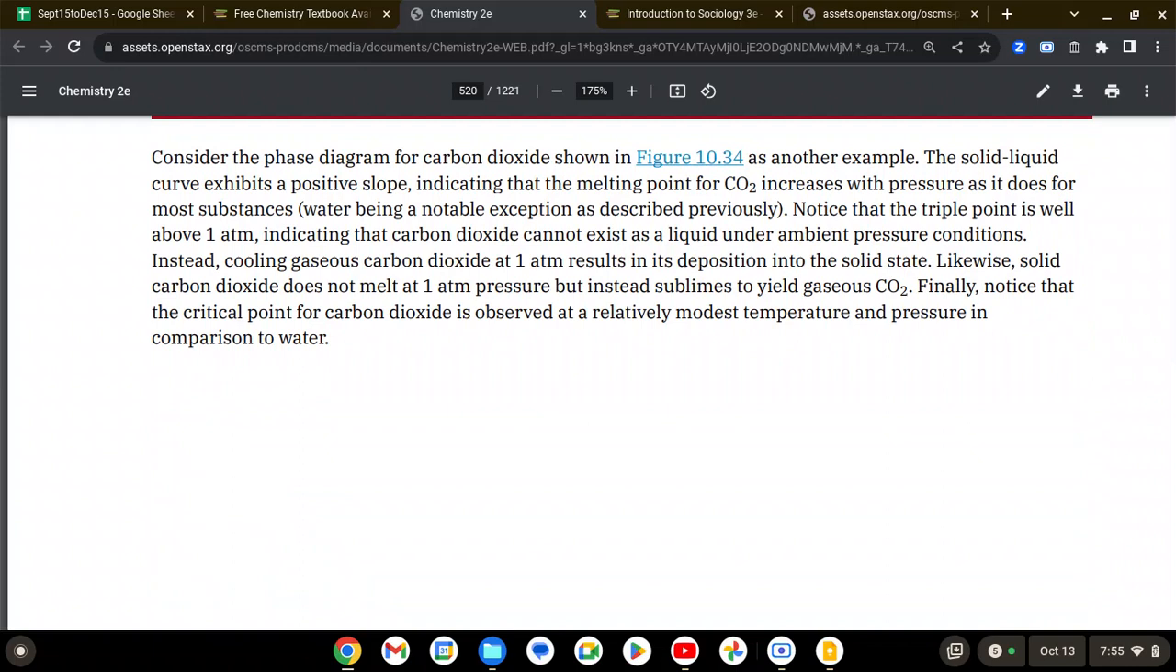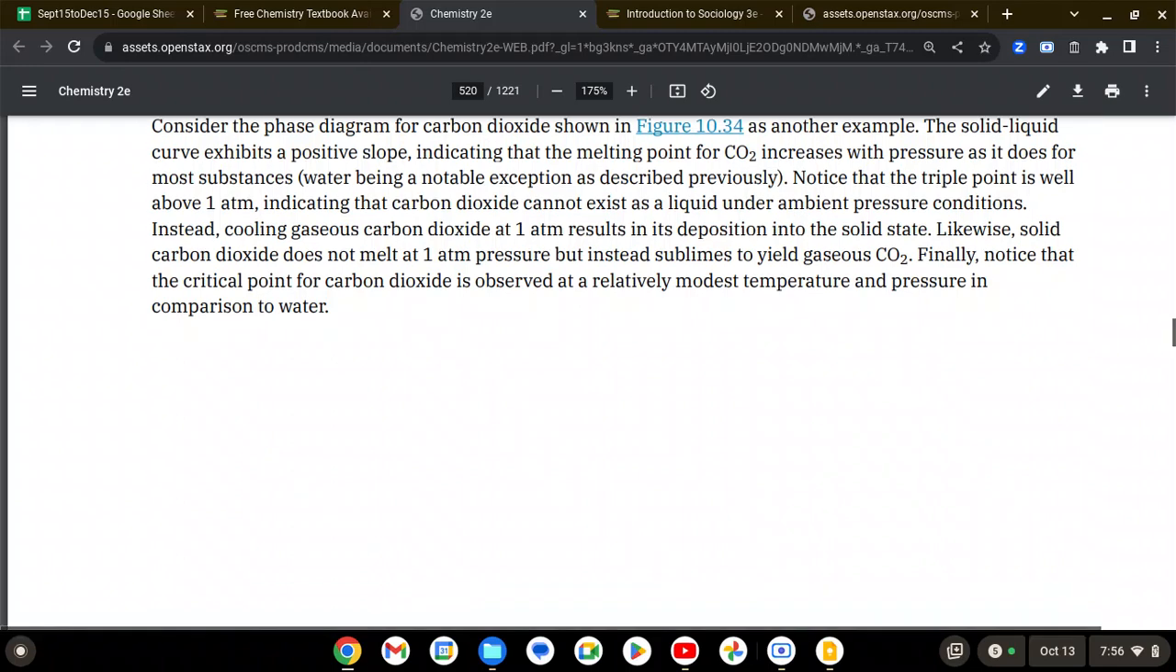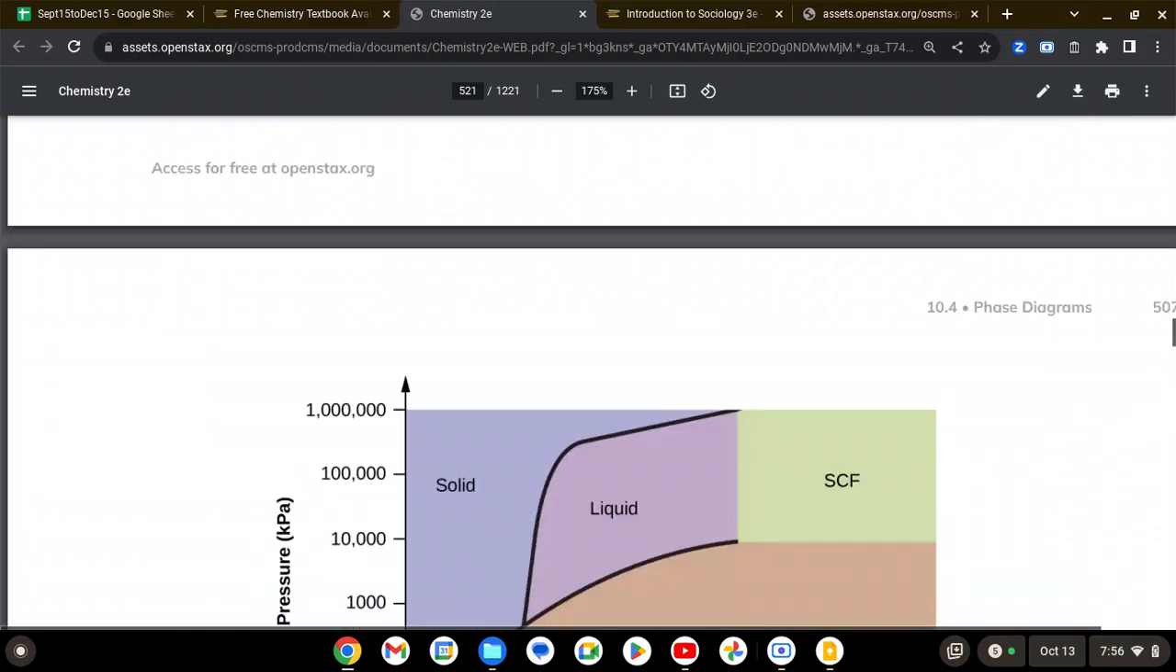Notice that the triple point is well above 1 atmosphere, indicating that carbon dioxide cannot exist as a liquid under ambient pressure conditions. Instead, cooling gaseous carbon dioxide at 1 atmosphere results in its deposition into the solid state. Likewise, solid carbon dioxide does not melt at 1 atmosphere pressure, but instead sublimes to yield gaseous CO2. Finally, notice that the critical point for carbon dioxide is observed at a relatively modest temperature and pressure in comparison to water.